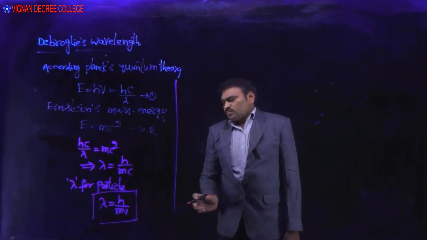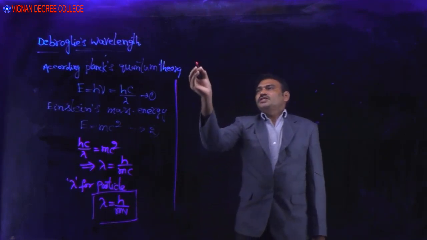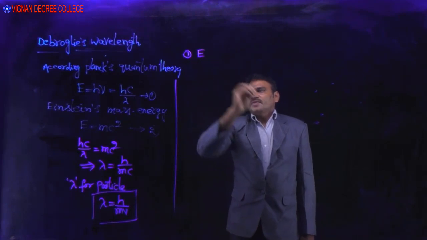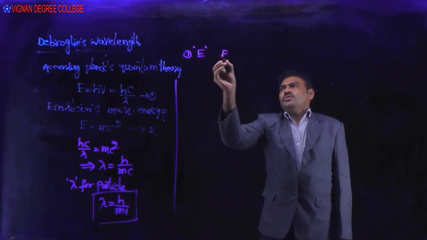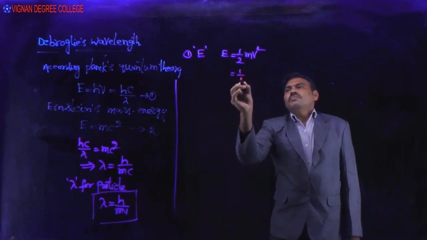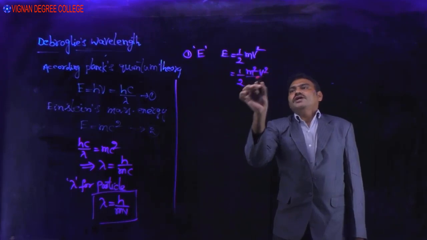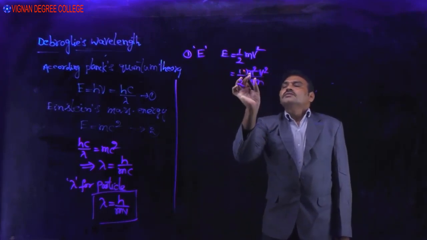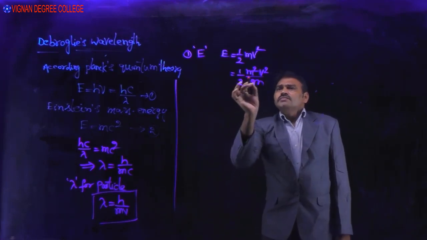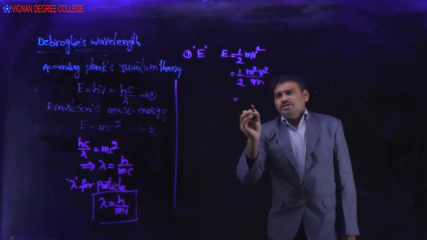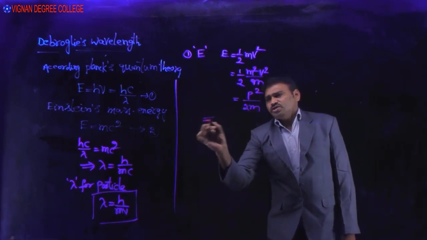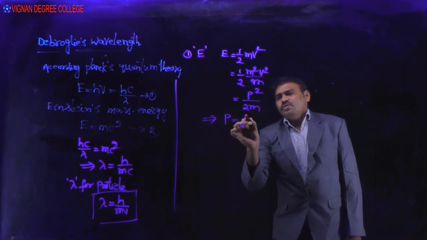Now let us know different forms of the de Broglie's wavelength. First one: if E is the kinetic energy of the particle, E is equal to half mv square. This is equal to 1 by 2m, m square v square, by multiplying and dividing by m. From this, m square v square is momentum square. Momentum is denoted by the letter p, so E is equal to p square by 2m. Then p square is equal to 2mE. P is equal to square root of 2mE.